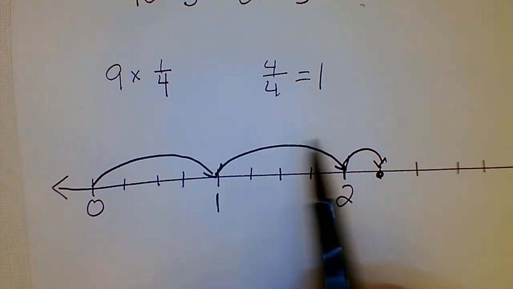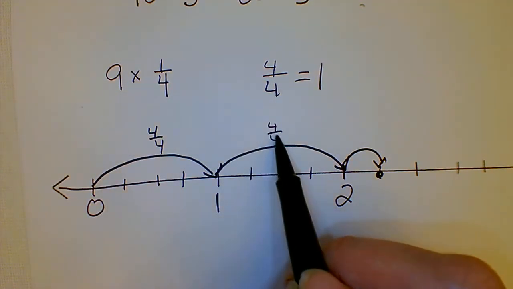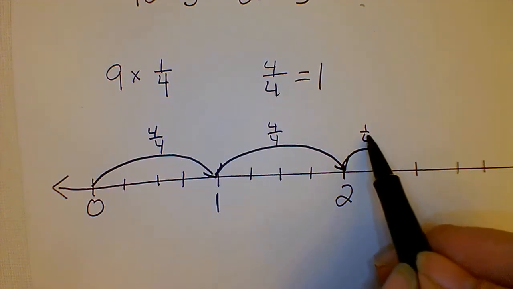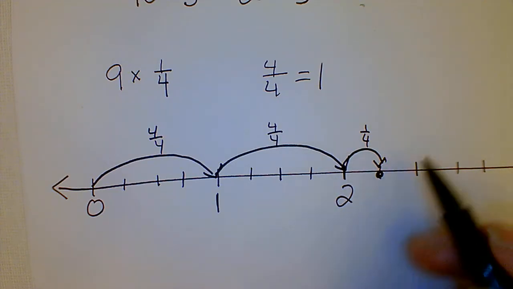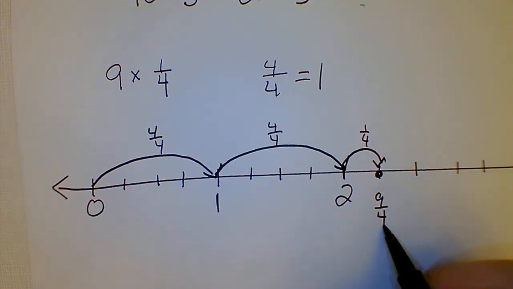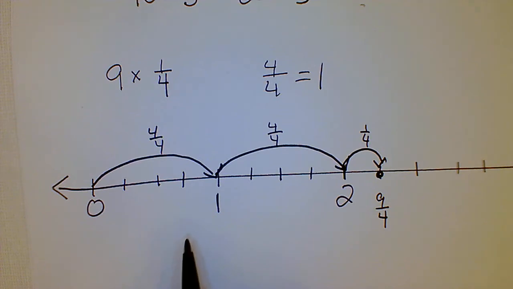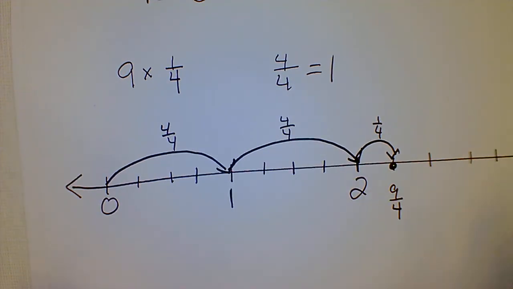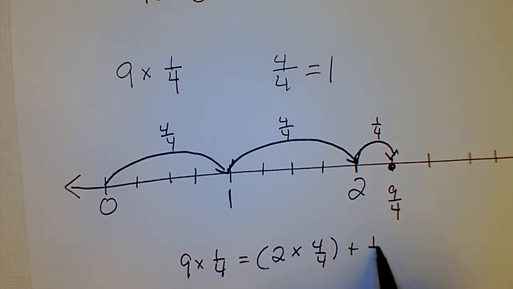So there's 2 different ways that I can write it. I can show that here we went 4 fourths, and here we went another 4 fourths, and then here we went 1/4. And then what I can show is that it's 2 1/4, or 9 fourths. So let's write that in a number sentence. So I would say that 9 times 1/4 is equal to 2 times 4 fourths plus 1/4.